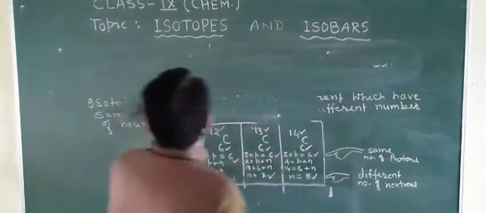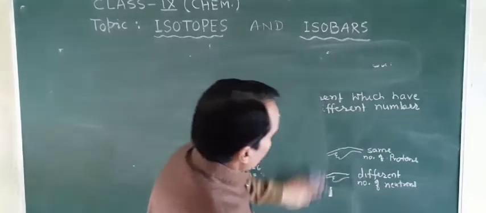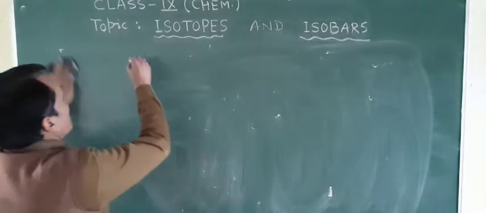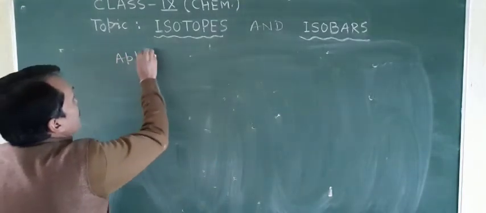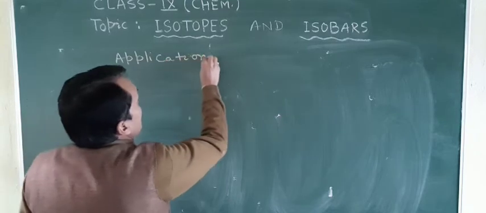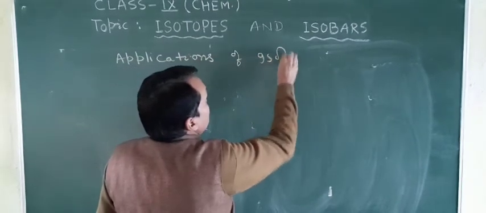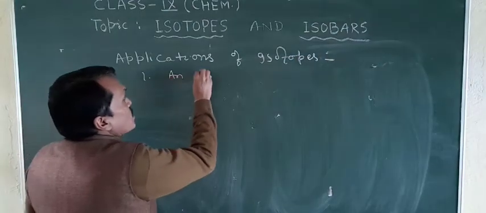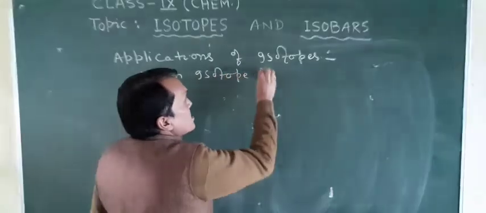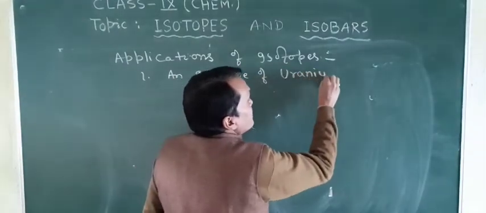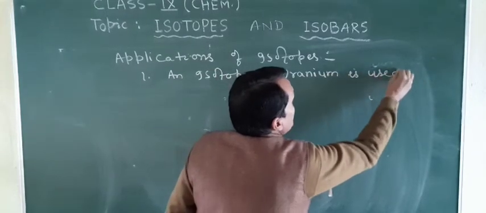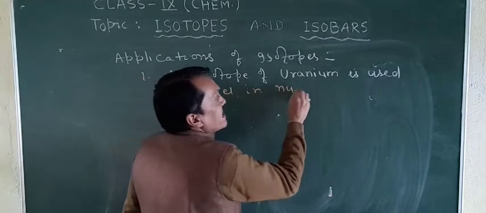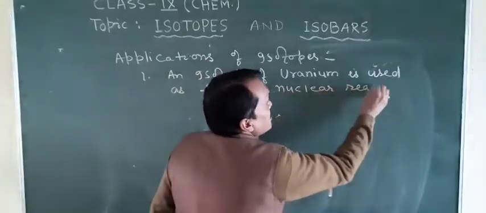Now, applications of isotopes, and this is an important topic from this chapter, which you must know. First application, an isotope of uranium is used as fuel in a nuclear reactor.